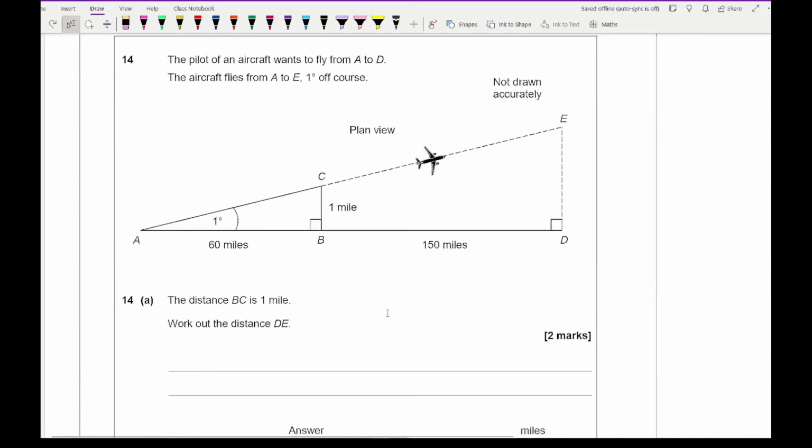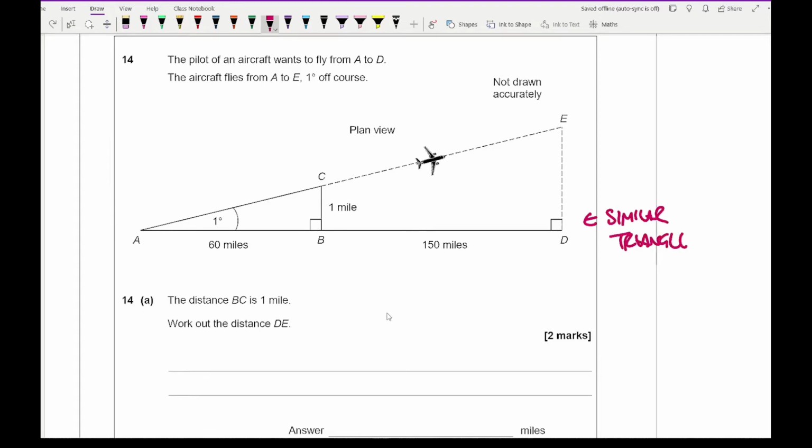Now the next question, question 14, says that a pilot of an aircraft wants to fly from A to D. The aircraft flies from A to E 1 degree off course. And then 14.8 says that the distance from B to C is 1 mile. Work out the distance of D to E. Now, what you want to do here is recognize that this is a similar shape. So these are similar triangles.